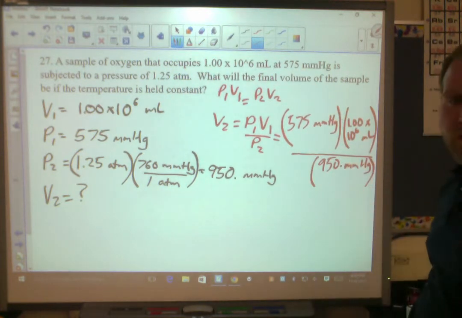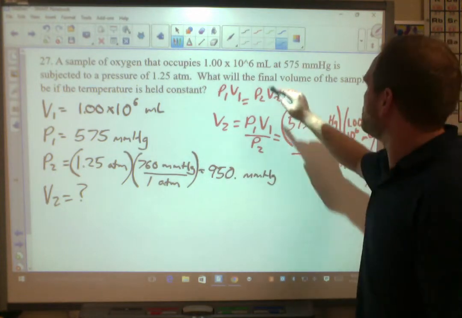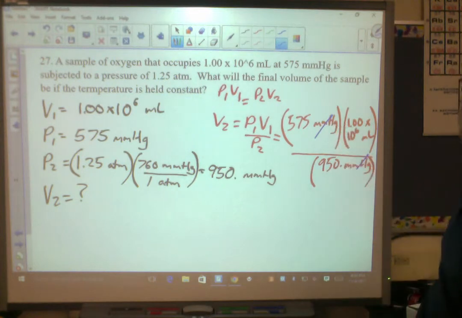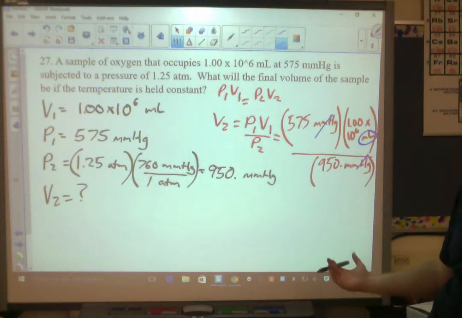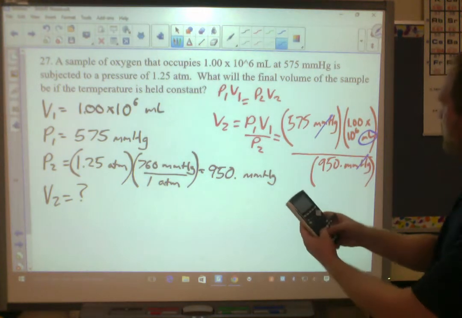Now, hopefully at this point, if you forgot to convert the pressures to the same unit, you would catch that mistake, because you wouldn't be able to cancel. You would see two different units here. But in this case, it works. Milliliters is my last unit. Does that make sense for volume? Yes, it does. Let's solve.